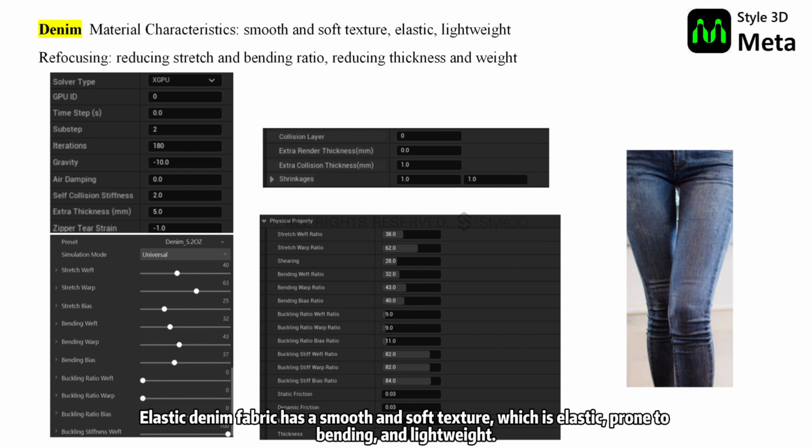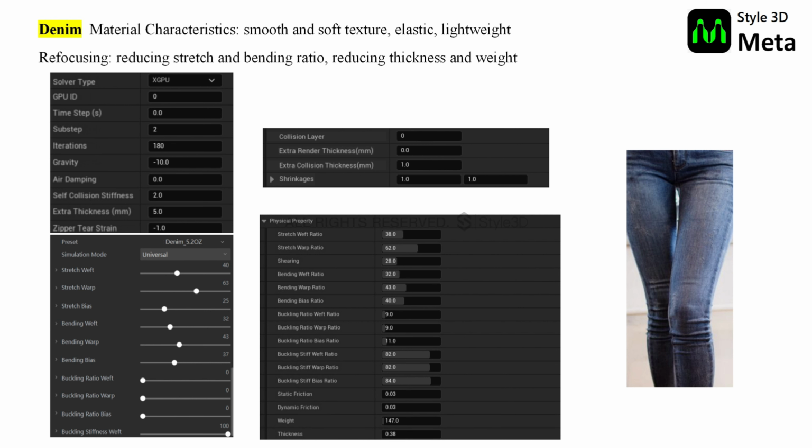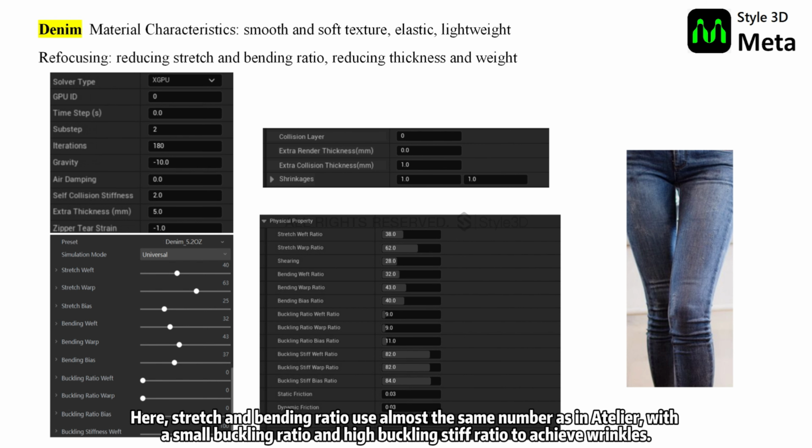Elastic denim fabric has a smooth and soft texture, which is elastic, prone to bending, and lightweight. Here, stretch and bending ratio use almost the same number as in Atelier, with a small buckling ratio and high buckling stiff ratio to achieve wrinkles.